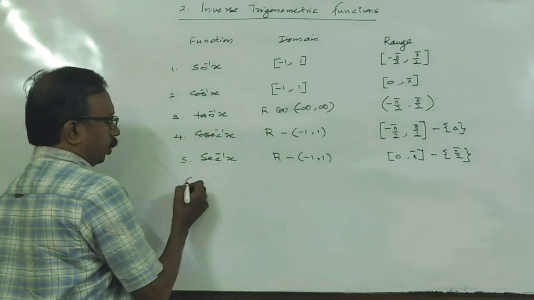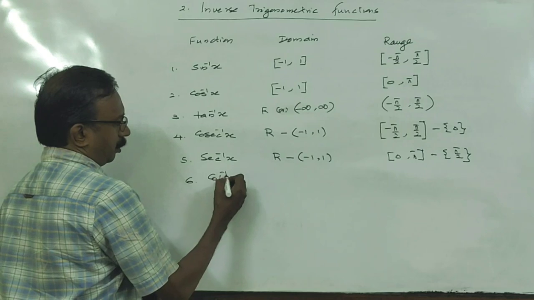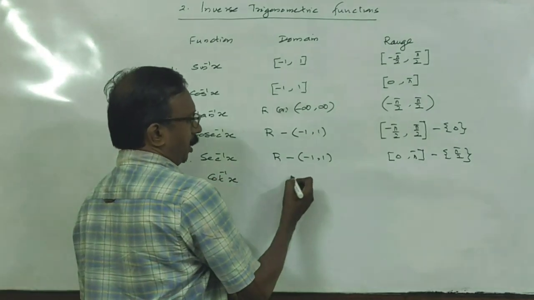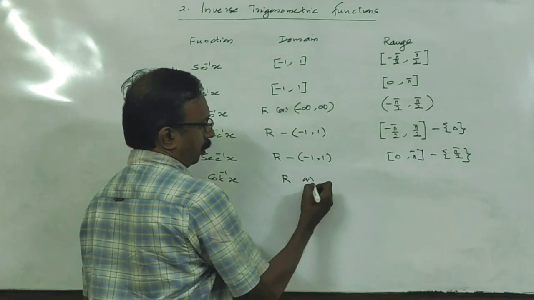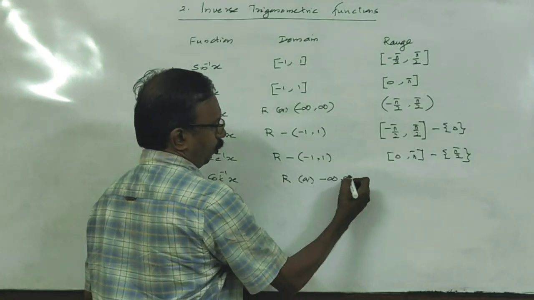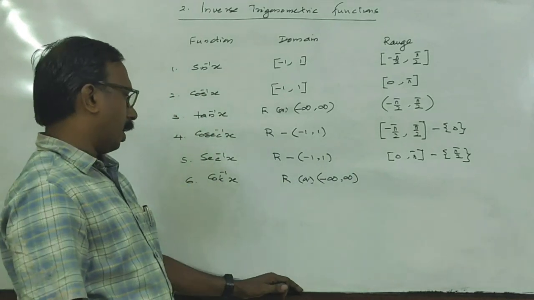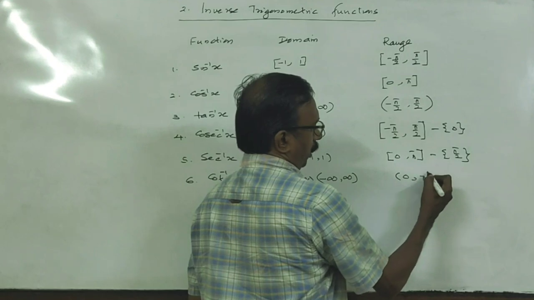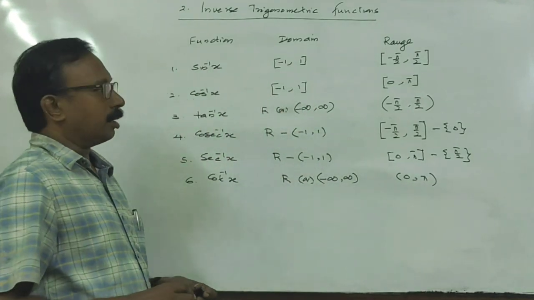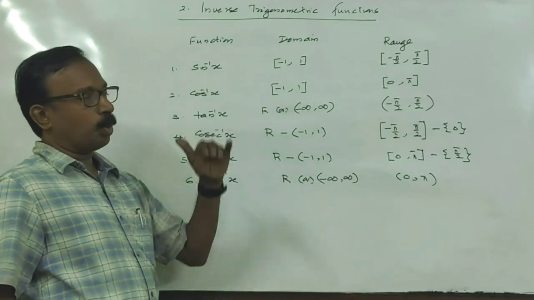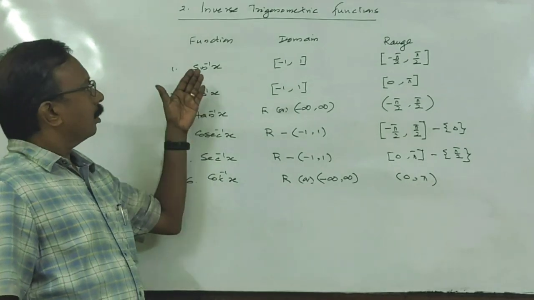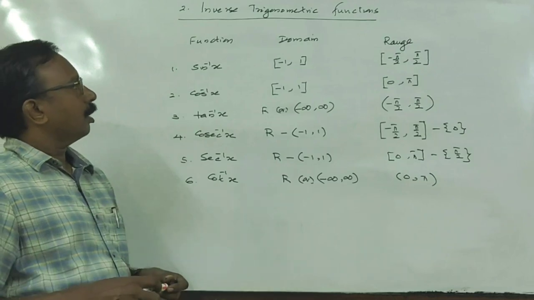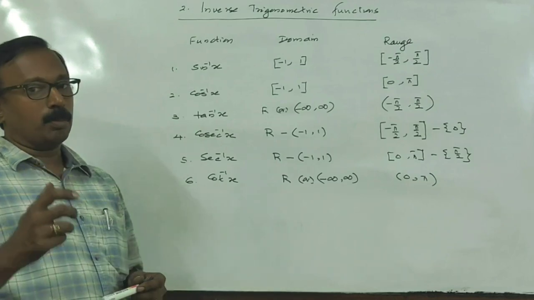The sixth one is cot inverse x. Its domain is R, or minus infinity to plus infinity, and its range is the open interval 0 to pi. These are the domain and range for principal values of inverse circular functions, isn't it? You should practice this for doing problems.